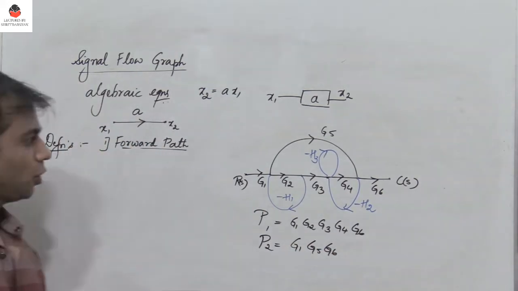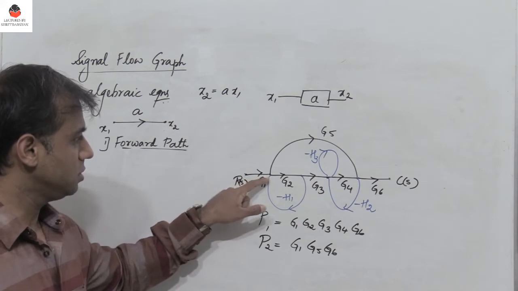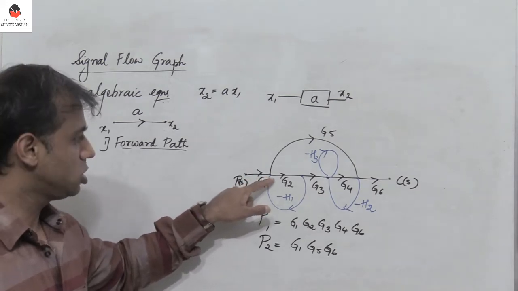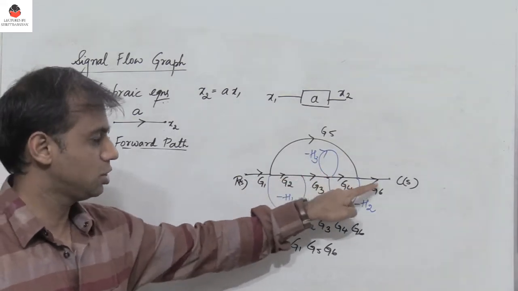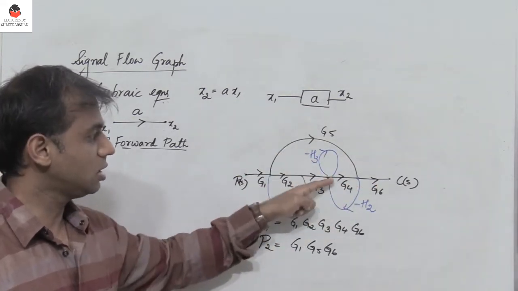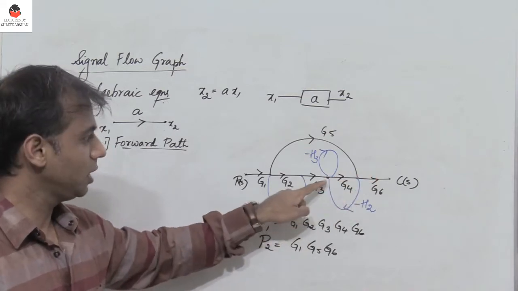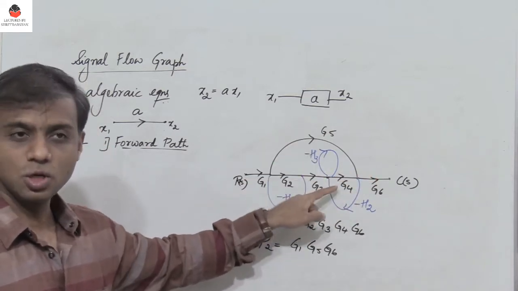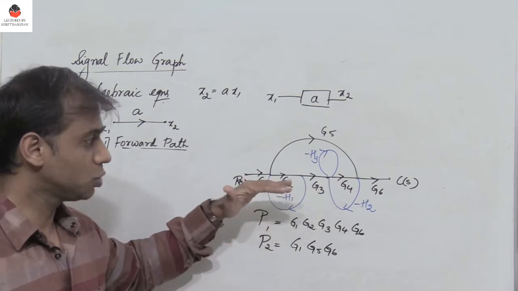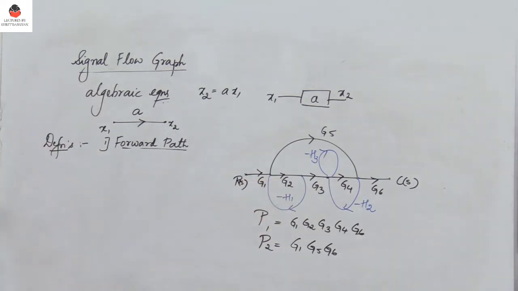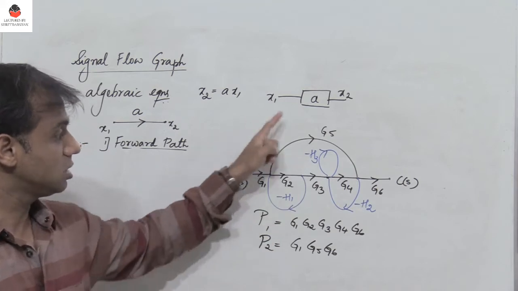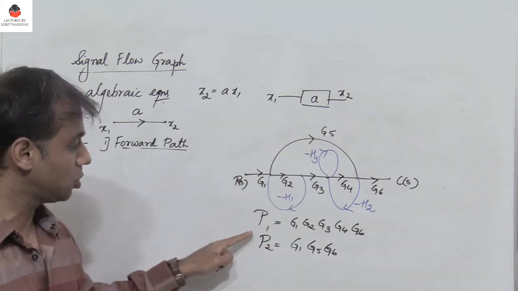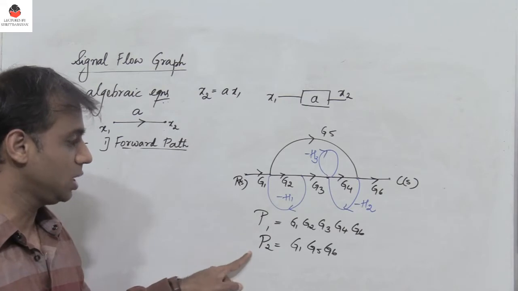Now can this be a forward path? Let's assume that I move in this way: G1, G2, G3, minus H3, G4, G6. This cannot be considered a forward path because this node is traversed twice. So when we move from the input node to the output node, no node should be traced more than once. For this signal flow representation, there are only two forward paths, P1 and P2.